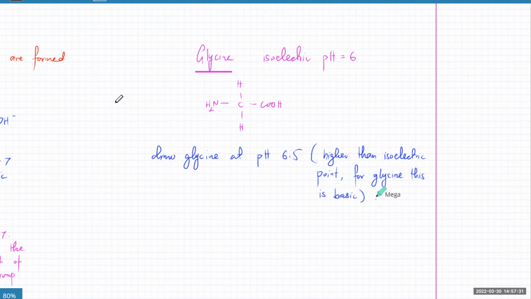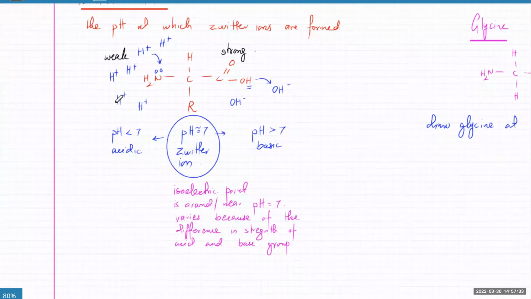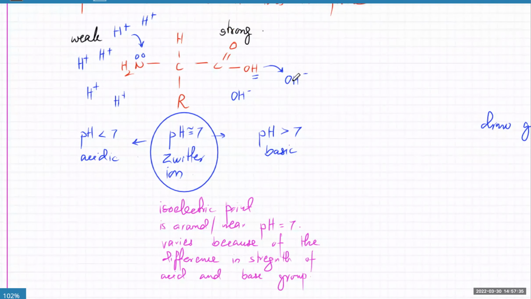Let me explain the idea again here. If OH ions are more, this would lose H+. If H+ ions are more, this would gain H+. Somewhere in the middle, if both of them are present, it would become a zwitterion. But the zwitterion has a specific pH at which it's going to be formed, depending on the strength of the two groups. That can be considered from the point of view of the amino acid as pH 7, or something close to pH 7.